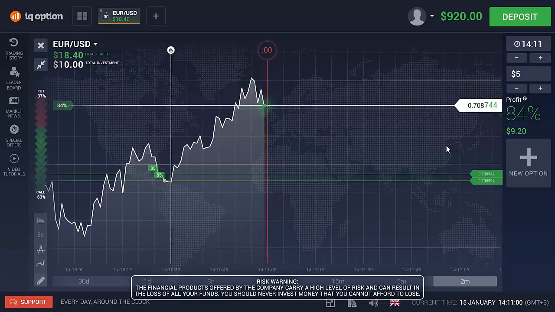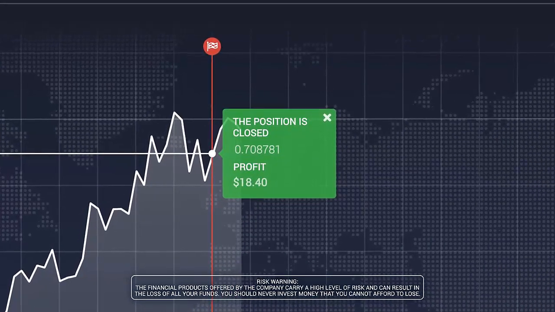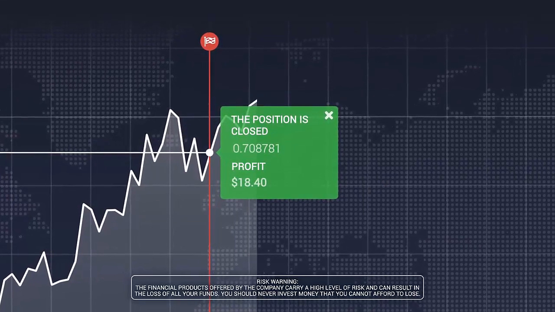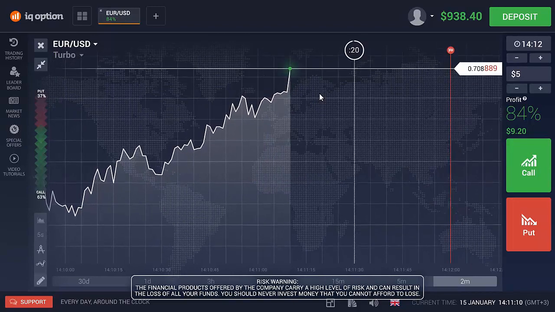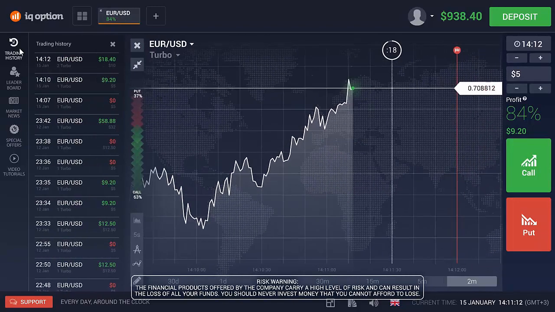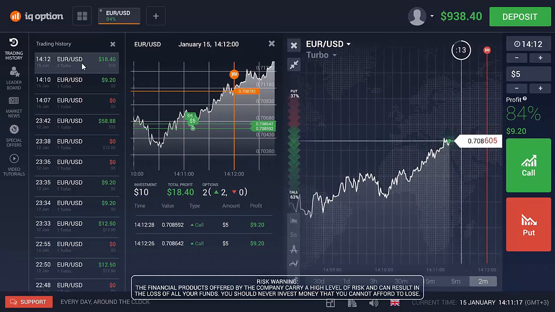If your prediction is correct, then at the closing of the transaction, you will see your specified profit, and the window itself will be green. Otherwise, the window will be red. Detailed information on all of your current and completed transactions is shown in the left panel, under the History section.